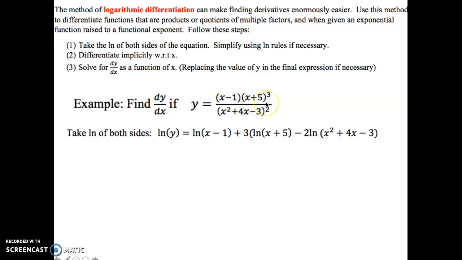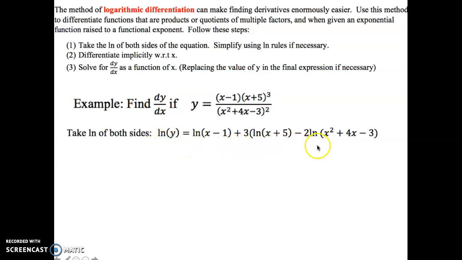So when I take the natural log of this side, I get the natural log of x minus 1 plus, because this is a product, and remember the natural log of a product is equal to the sum of the natural logs. Remember, when I take the natural log and I have an exponent, the exponent drops to the front of the natural log. So this first expression is the numerator, the natural log of x minus 1 plus 3 times the natural log of x plus 5. And remember, the natural log of a quotient is equal to the difference of the logs. Again, using my rules for exponents, that 2 drops to the front.